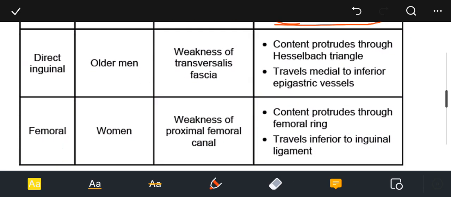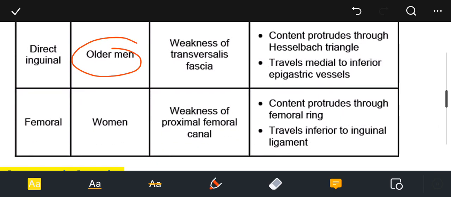Then we have the direct inguinal hernia that is seen in the older men. Remember, the indirect inguinal hernia is seen mostly in male infants, while the direct inguinal hernia is seen in older men. The pathophysiology is a weakness of the transversalis fascia. The contents protrude through the Hesselbach triangle. They travel medial to the inferior epigastric vessels.